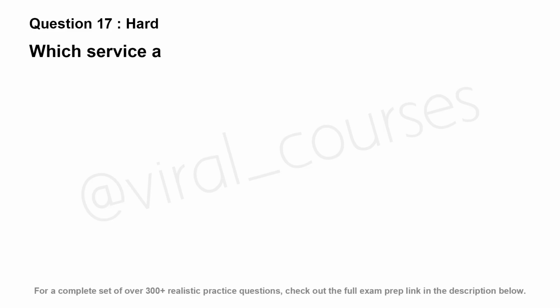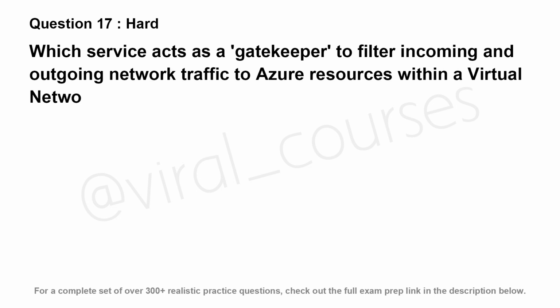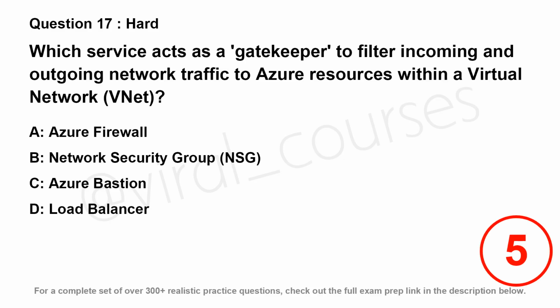Which service acts as a gatekeeper to filter incoming and outgoing network traffic to Azure resources within a virtual network, VNet? Option A. Azure Firewall. Option B. Network Security Group, NSG. Option C. Azure Bastion. Option D. Load Balancer.